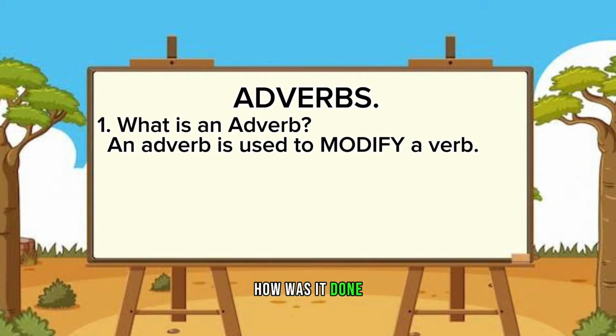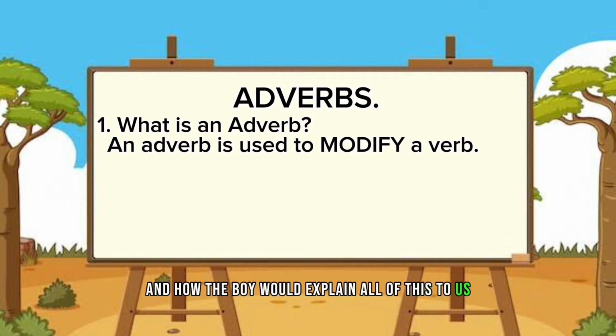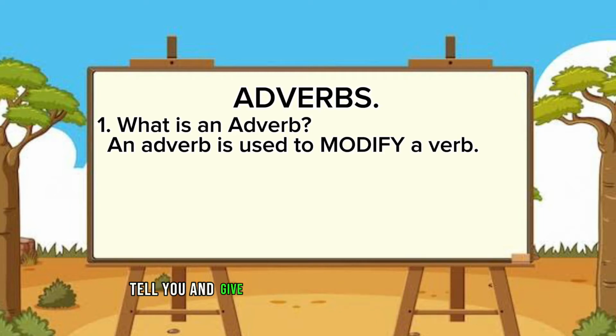How was it done? A verb is an action word. So, how was it done? Where was it done? What time? When was it done? How many times? So, an adverb would explain all of this to us. So, an adverb will give you more information about a verb. Let's look at certain examples.